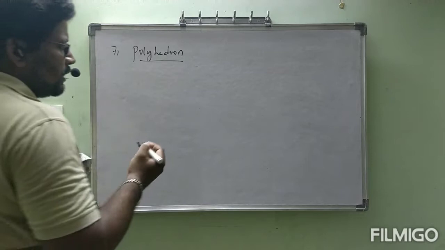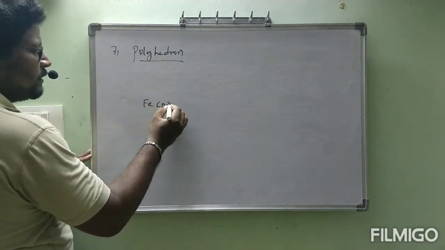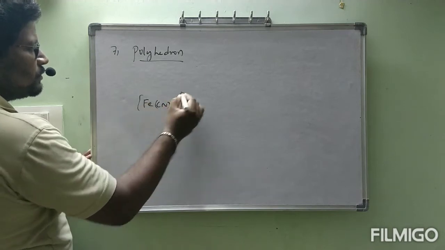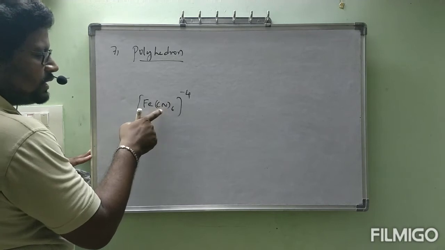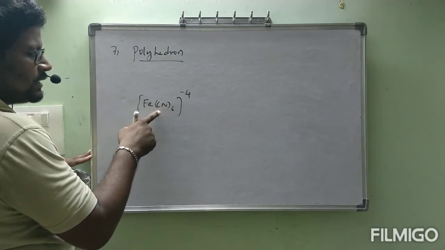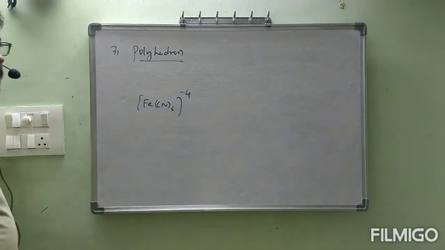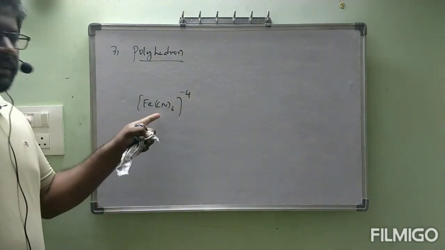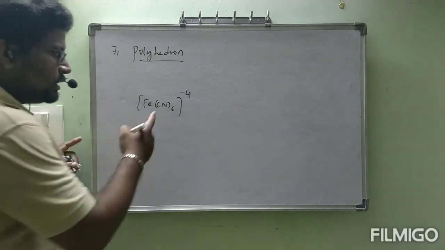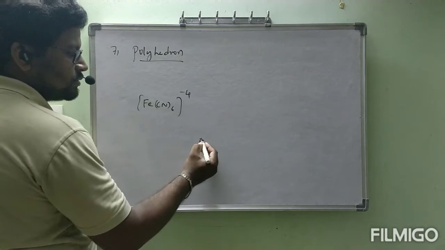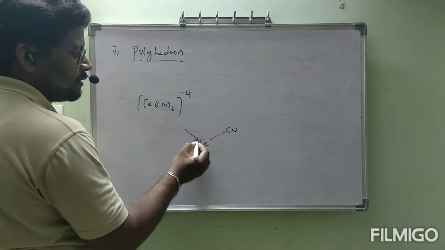Simple only. If you take [Fe(CN)6]4 minus, this iron is surrounded by how many ligands? Six ligands. This one will get a particular shape. If you remember in chemical bonding, here the coordination number is 6. Coordination number is 6, meaning this one will get octahedral shape. So Fe with CN.